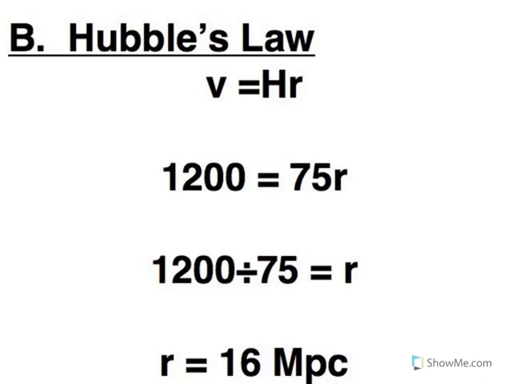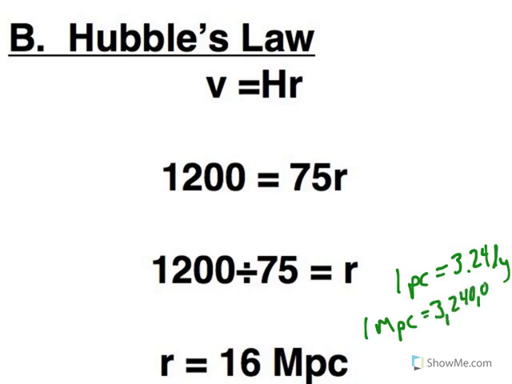Now, 1 parsec is about 3.24 light years. So a megaparsec is 3,240,000 light years. So multiply that by 16 if you wanted this number in light years. 3 times 16 is roughly 48 million light years. So we'll call it 50 million light years to round up.